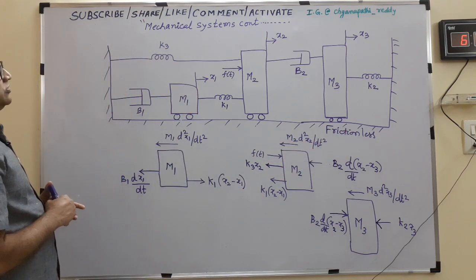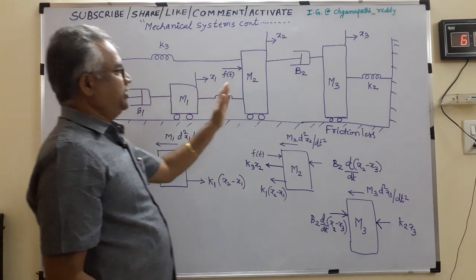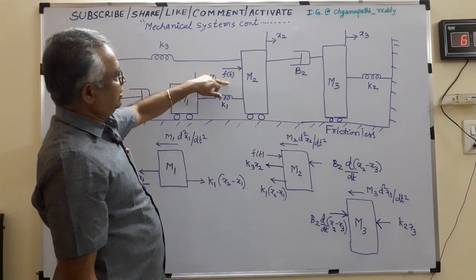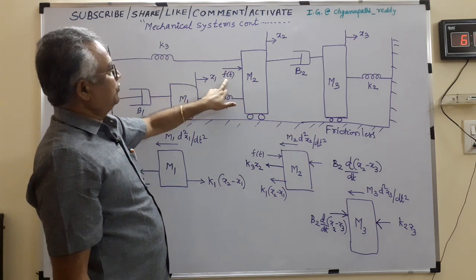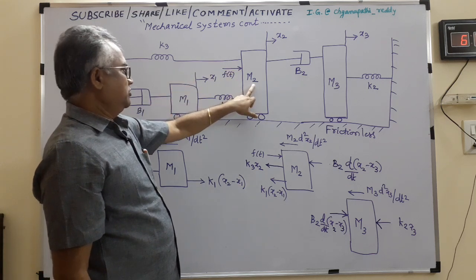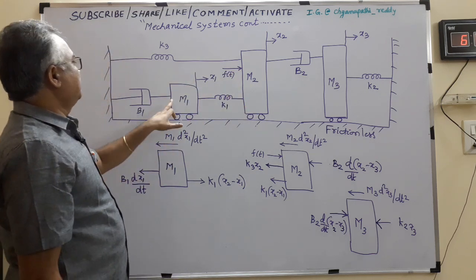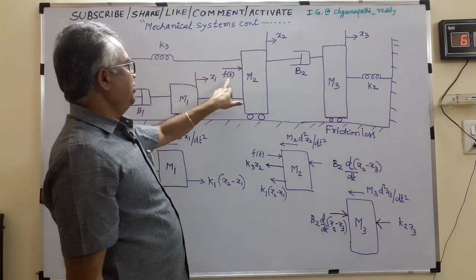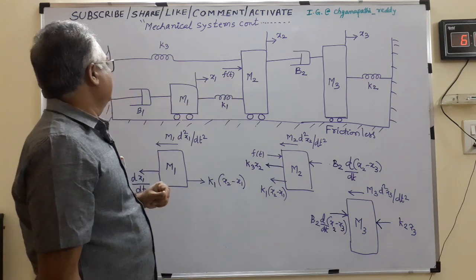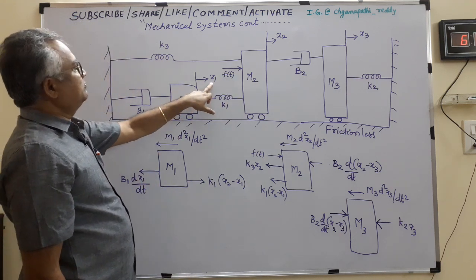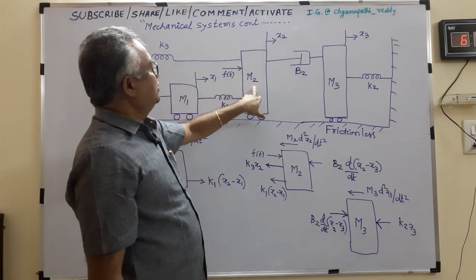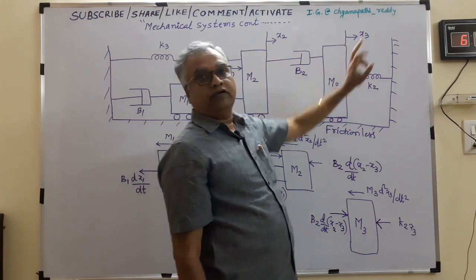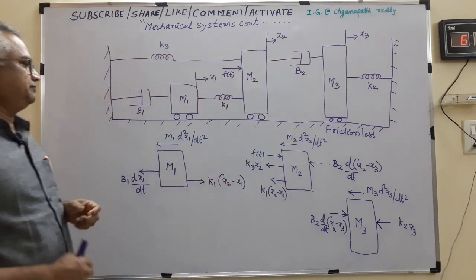Now in the previous problems I solved, a force is applied at one of the end sides, but here the force is applied in the middle on M2. So F of t force is applied on M2. Nothing is applied on M1, nothing is applied on M3, but force is applied on M2 in this direction. Then M1 has displacement x1, M2 has displacement x2, M3 has displacement x3.